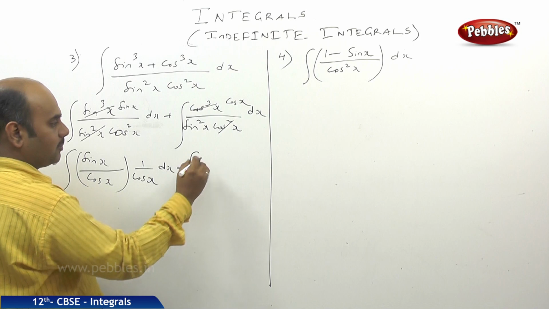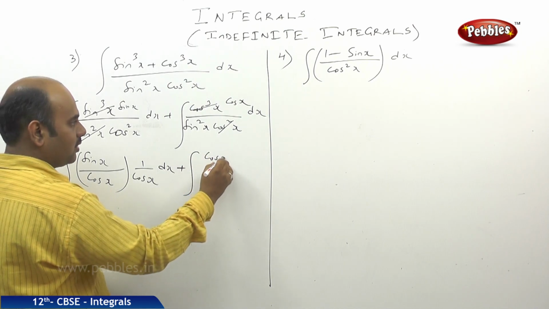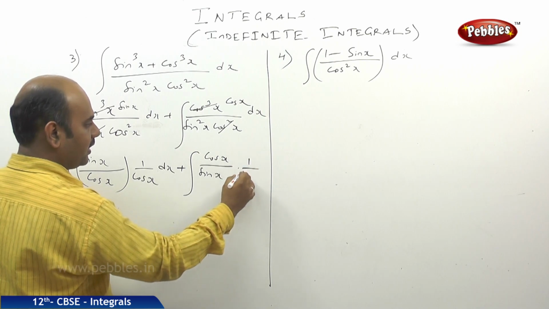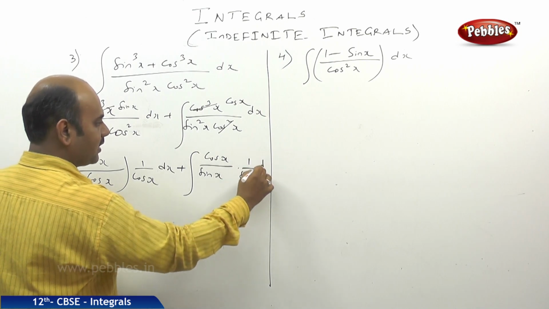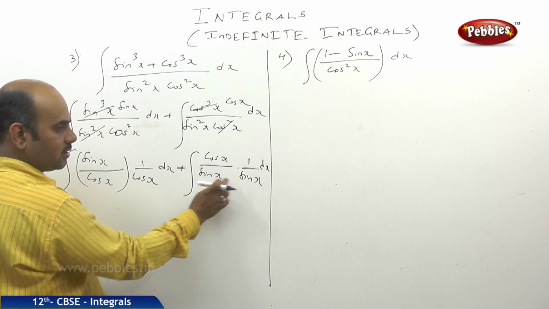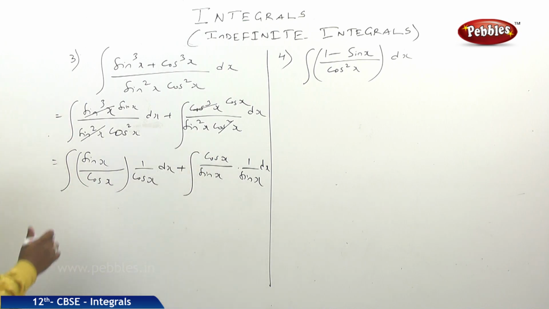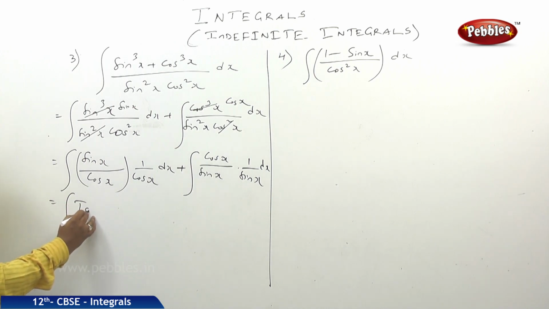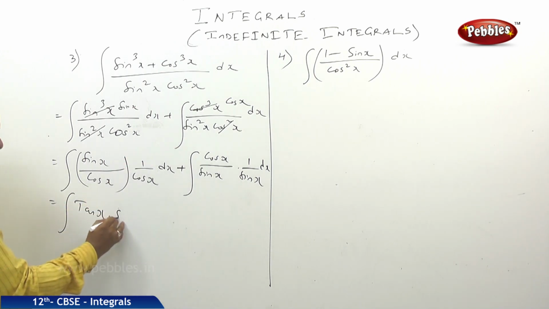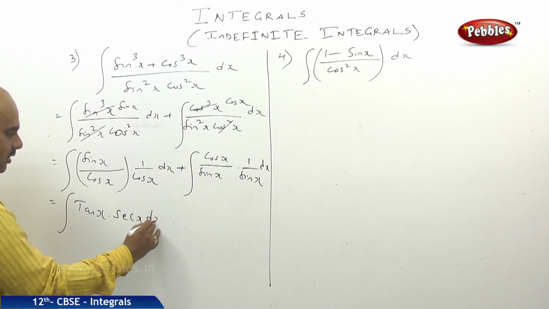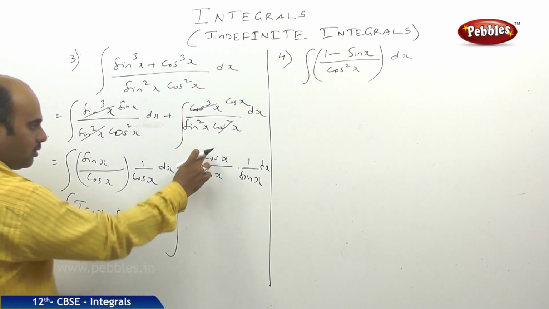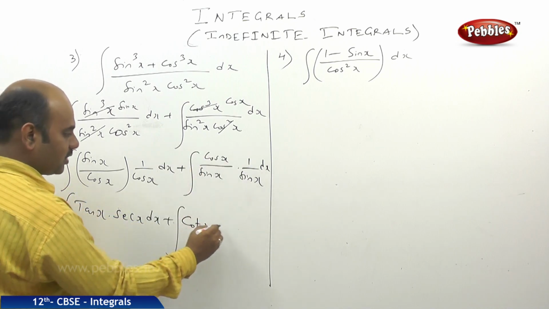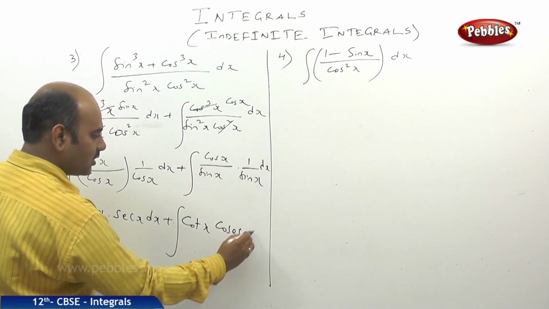Similarly here also cos x divided by sin x, and here again 1 by sin x dx. Now I think it is clear, sin x into sin x is sin square x. So finally it reduces to sin x by cos x is nothing but tan x, and 1 by cos x is nothing but secant x dx, and here also cos x by sin x is nothing but cot x, 1 by sin x is nothing but cosecant x dx.